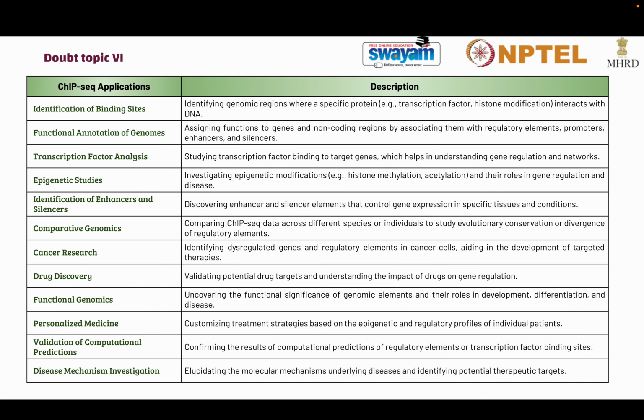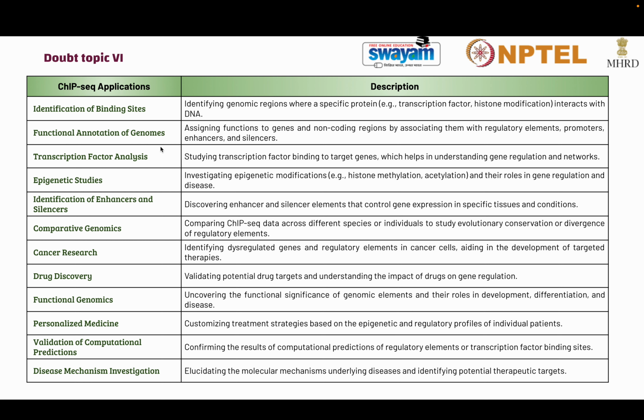Now, this was related to the doubt which you asked about ChIP-seq: what are the applications of ChIP-seq, and can it replace other available methods such as RNA-seq. These are the applications where we use ChIP-seq, such as identification of binding sites, functional annotation of genomes, transcription factor analysis, epigenetic studies, identification of enhancers and silencers, comparative genomics, cancer research, drug discovery, functional genomics, personalized medicine, validation of computational predictions, and disease mechanism investigations. So these are different applications.